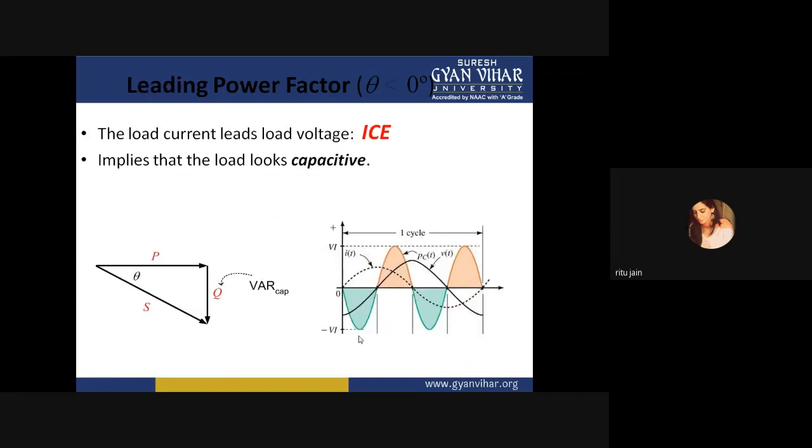Now, for a leading power factor, theta is always less than 0. So the load current leads the load voltage, which implies that the load looks capacitive.